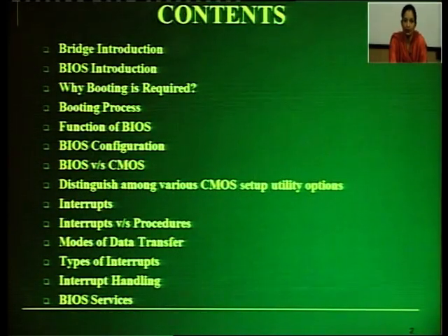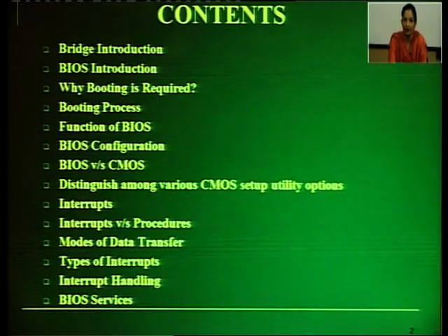Then BIOS versus CMOS, complementary metal oxide semiconductor chip. The BIOS program can be stored in two ways, that is on the ROM memory, that is the permanent memory, and the second can be stored on the CMOS chip. Then distinguish among various CMOS setup utility options, how the CMOS setting can be changed. Then what are the interrupts and how they can be handled, that I will cover.